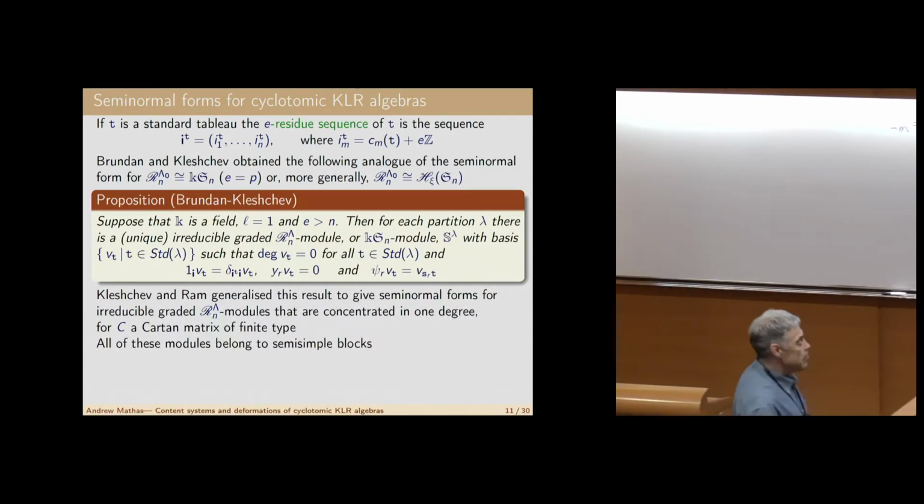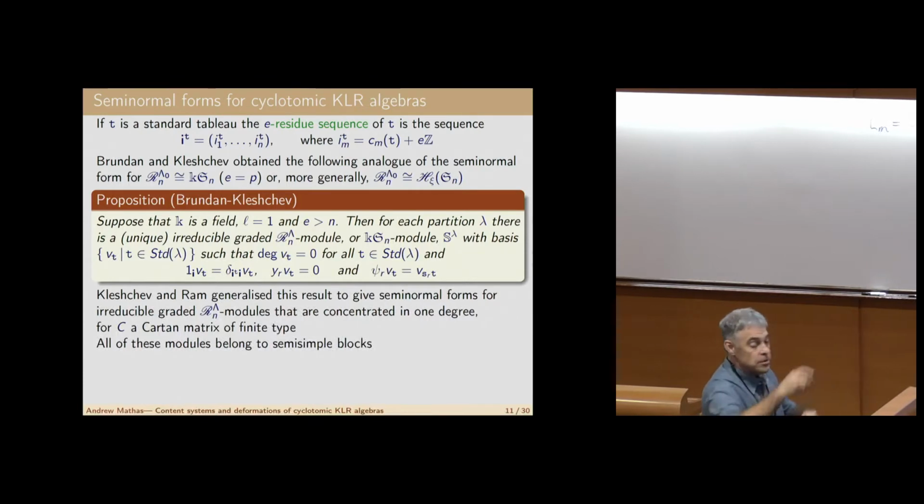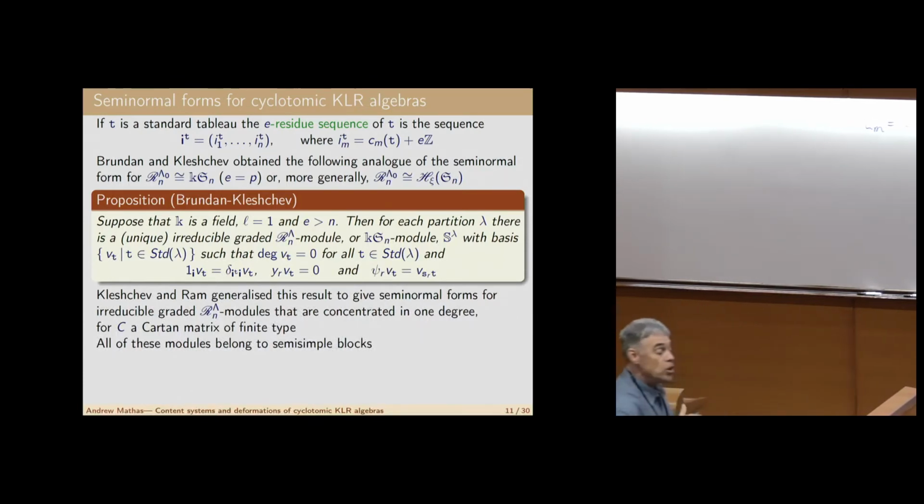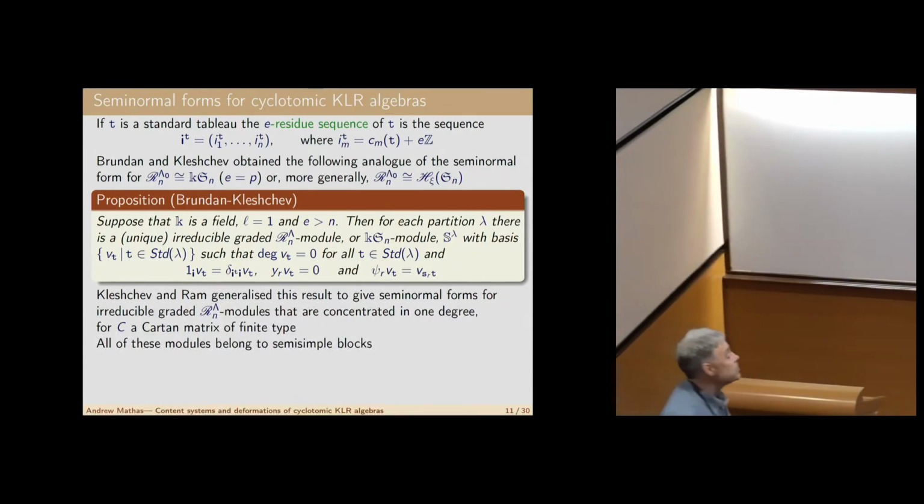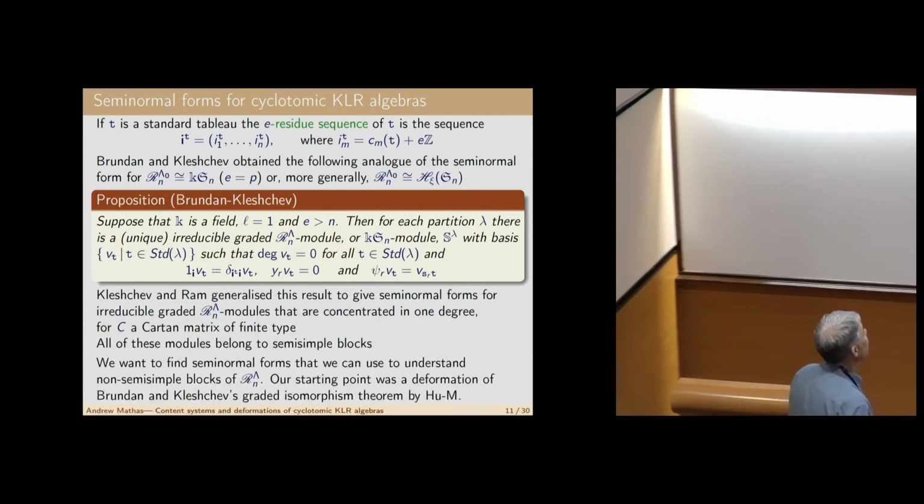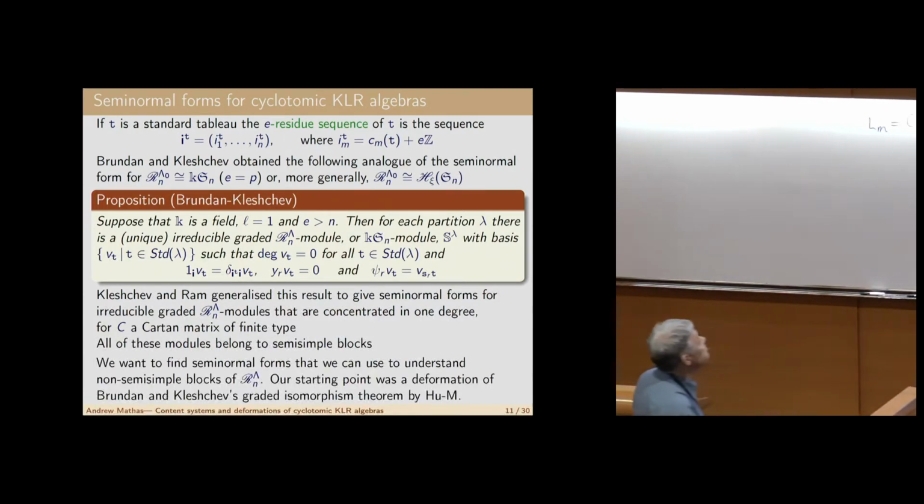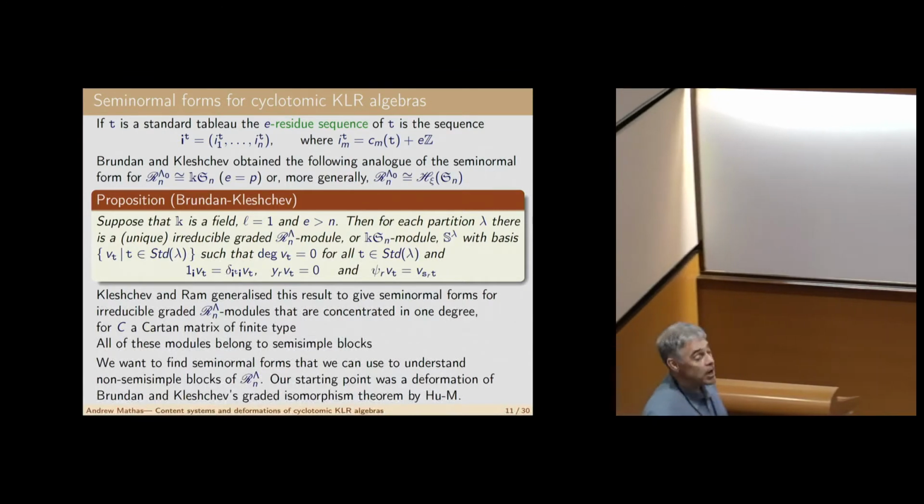If I allowed my spec module to have degrees that weren't constant, then I could allow my Y's to act in a non-zero way. And what I want to do is describe some semi-normal forms that we can use to describe non-simple blocks.